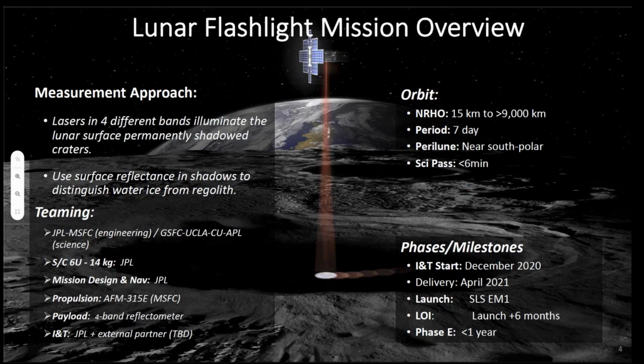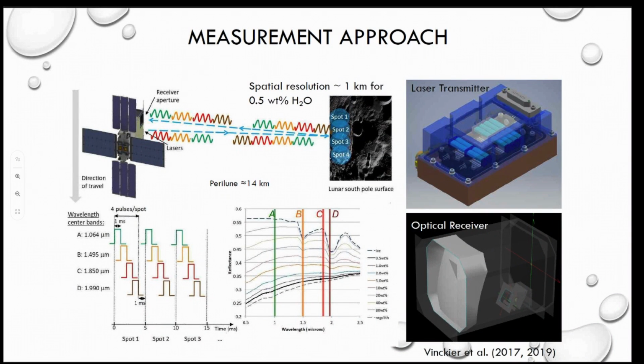We use the measurement approach, and again, the objective is to detect water ice on the surface of the PSRs. We use lasers in 4 different bands to measure the differential reflectance at those different wavelengths. It's a long period orbit, a near rectilinear halo orbit with a very long period that gives us about 10 science passes during the 2-month primary mission. Next slide, please.